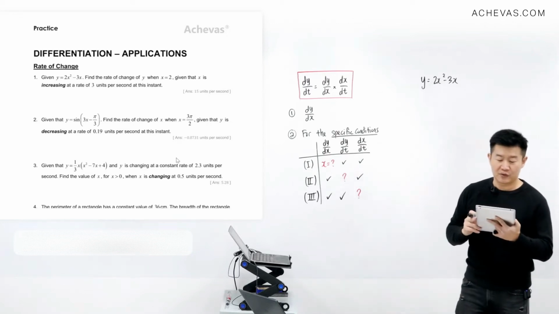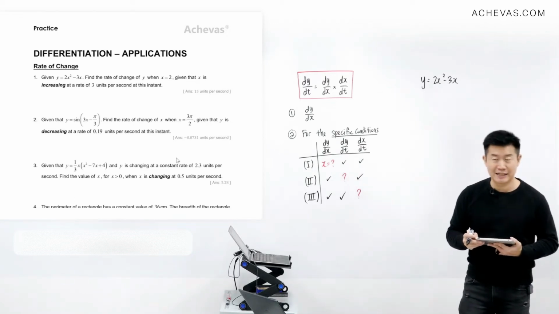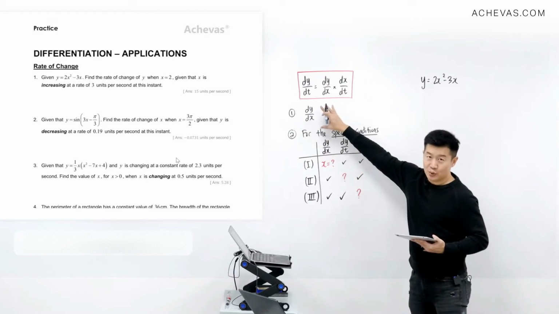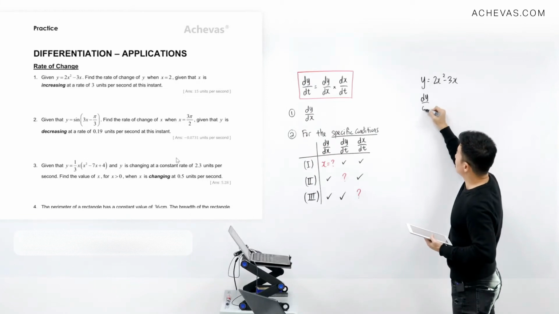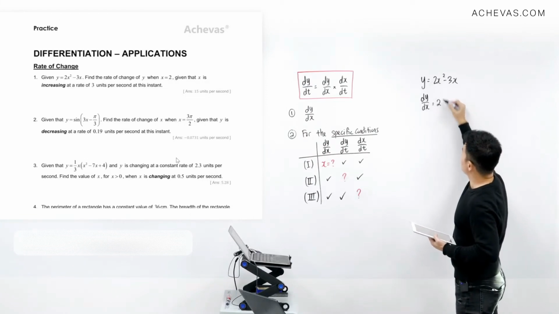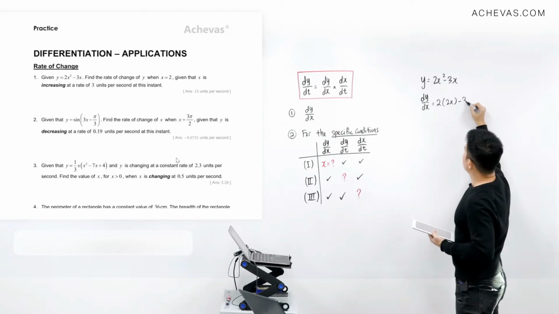Let's try to find the rate of change of y, let's try to find dy/dt. To do that, the first thing we want to do is to find dy/dx. So from here, let's find dy/dx. dy/dx is going to be 4x here, then minus 3.